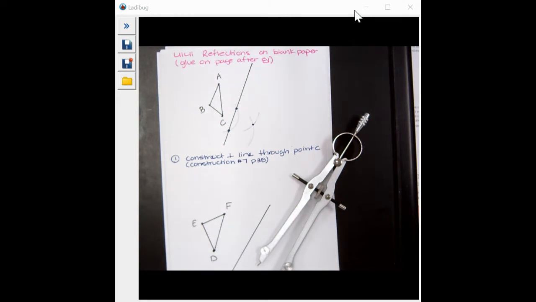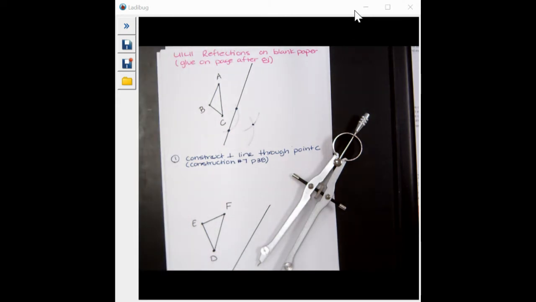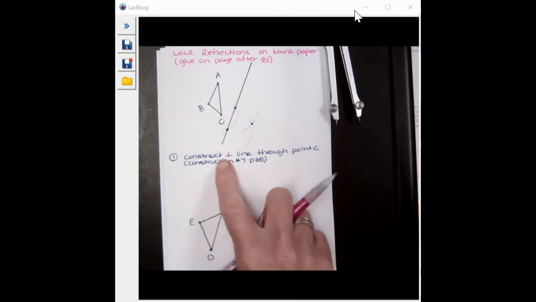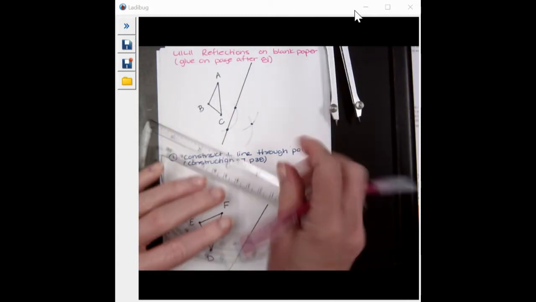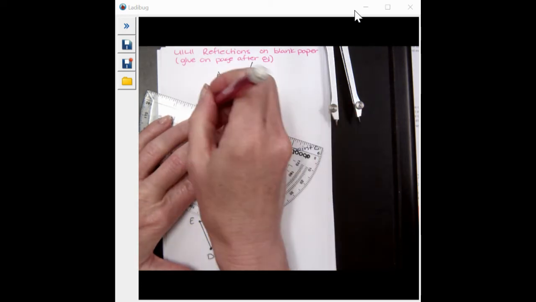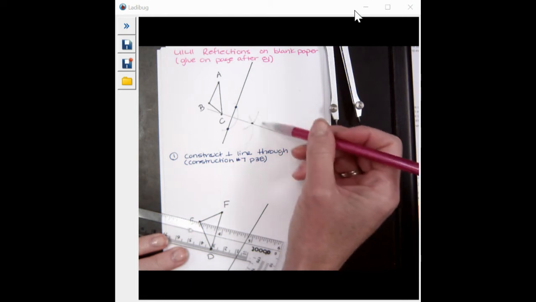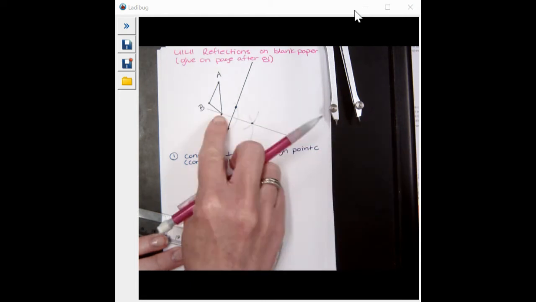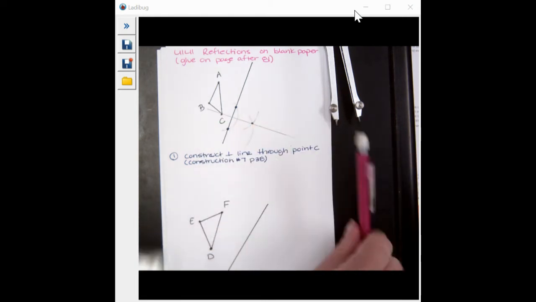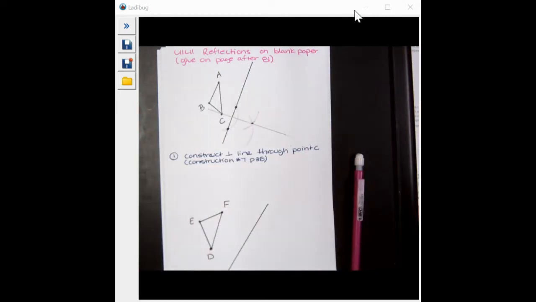So now that I've done that, I can line up this intersection point with point C. This is not my answer. So I'm going to do this in pencil because this is just my perpendicular line. So I'm going to draw my perpendicular line in here. And I know that my C prime, my reflection, is somewhere on this line. So the next thing I'm going to do is figure out where that somewhere is.